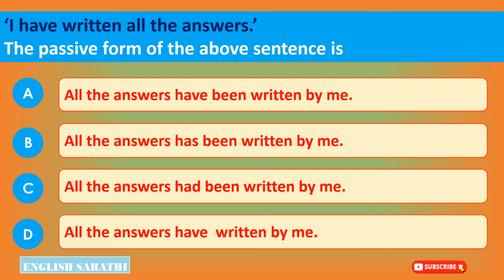Option B. All the answers has been written by me. Option C. All the answers had been written by me. Option D. All the answers have written by me. The correct option is option A. All the answers have been written by me.